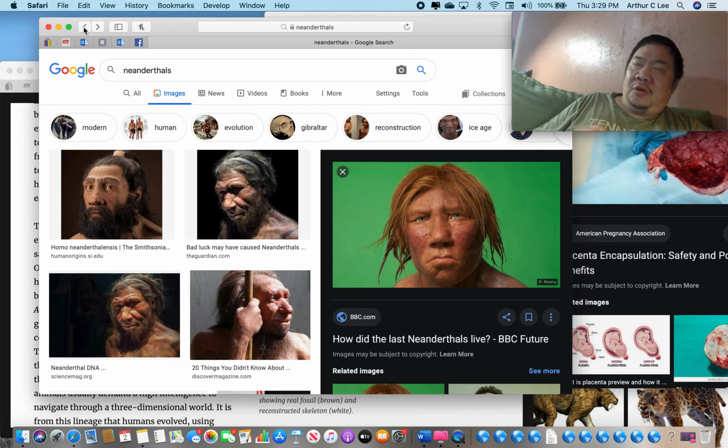They left Africa before Homo sapiens. About 150,000 years ago, the Neanderthals left Africa and conquered the world. The Middle East, Europe, Asia, South America. Our ancestors didn't leave Africa until 100,000 years ago. So when they went to the Middle East and Europe and Asia and South America, somebody was already there. The Neanderthals were already there.